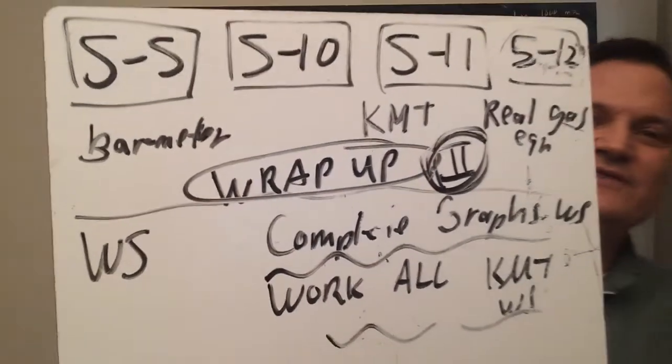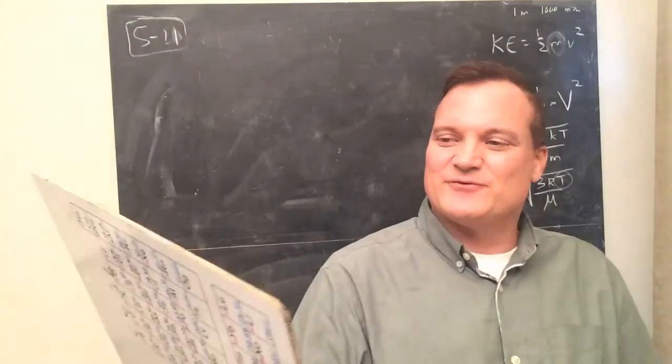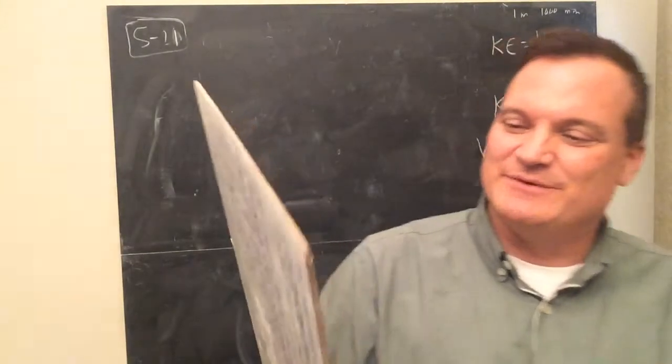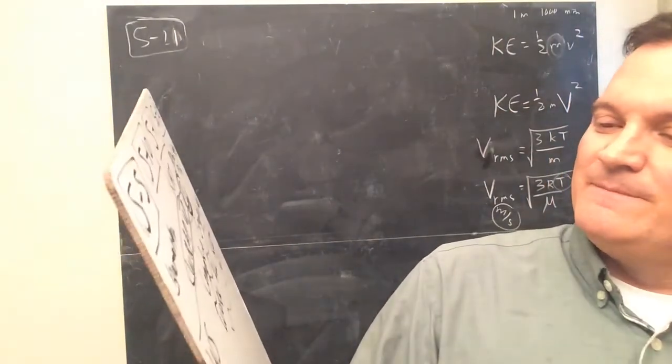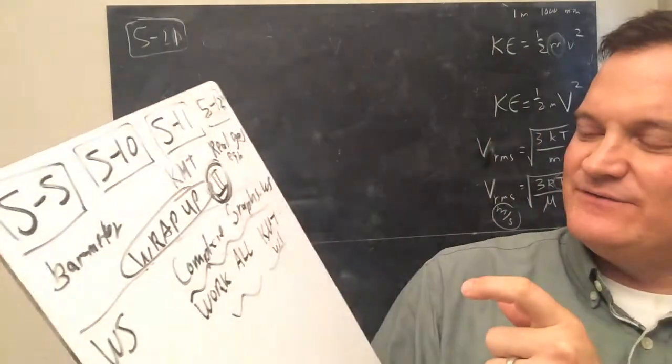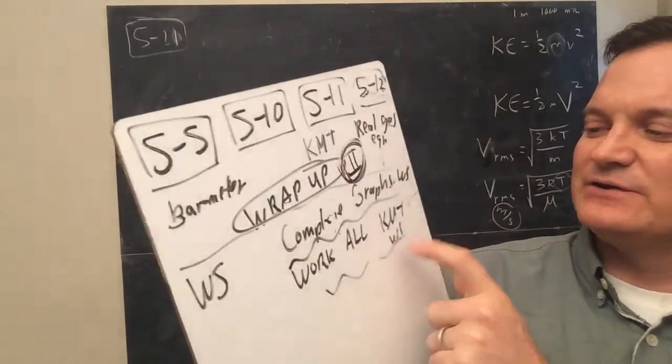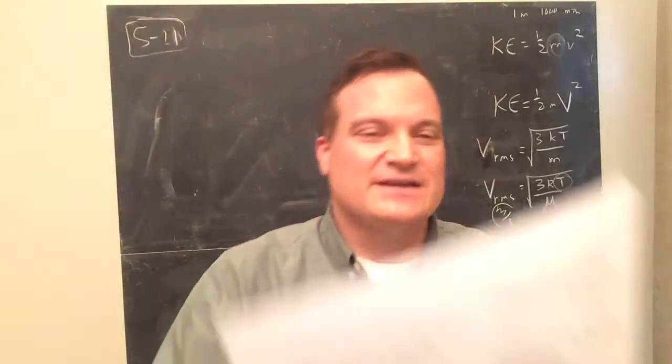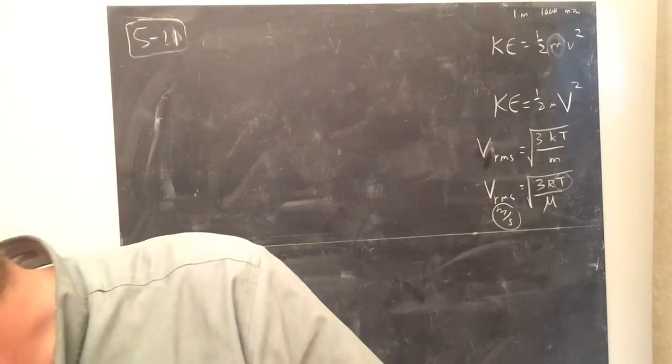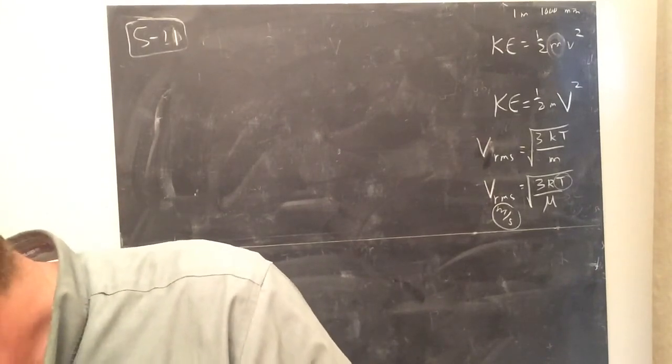Okay, lesson 5.5, 5.10, 5.11, 5.12, wrap up, part two. So I mentioned on here to complete the graph worksheets I gave you, and then to work all the kinetic molecular theory worksheet. The kinetic molecular theory worksheet looks like this, and I'll probably start off pretty soon with that, or an example like it. Let me show you.